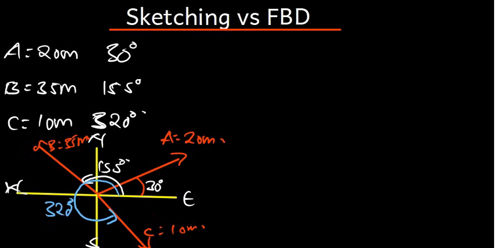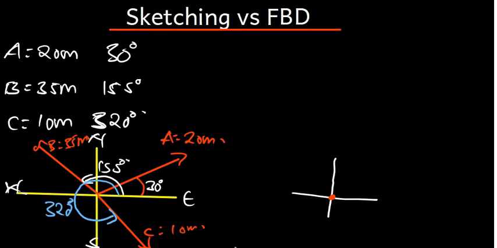So the diagram which I've given you here is a free body diagram. Now, when it comes to sketching it is a bit different. Here's going to be the sketching. You first need to have an XY plane as well. That is going to be our starting point. So I'm going to have my XY plane here, and I'm going to say that this is going to be my first point.